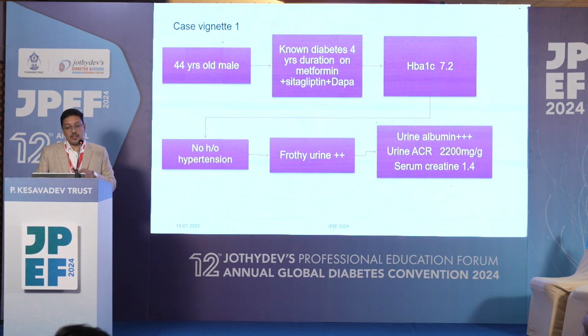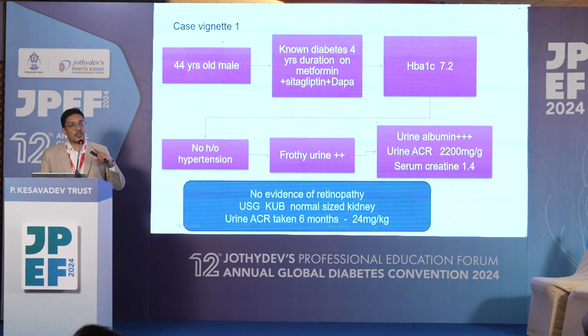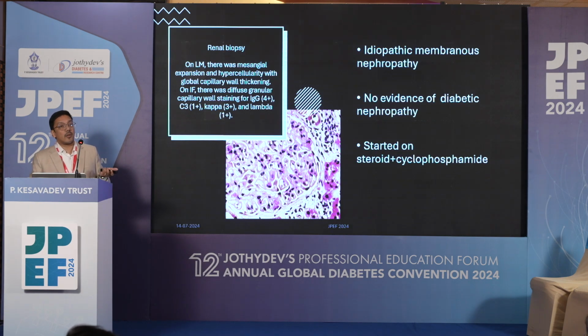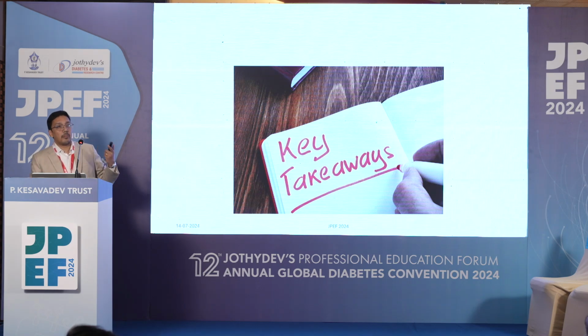So coming back to our case, this 44-year-old male with albuminuria, and the urine ACR is very high, and a short duration of diabetes. We looked at the fundus, there was no evidence of retinopathy. Ultrasound KUB showed normal size kidneys, and we had checked the urine albumin creatinine ratio 6 months back. It was only 24. So this is a very short span. Renal biopsy showed idiopathic membranous nephropathy and no evidence of diabetic nephropathy. So he was started on steroids and immunosuppressives. The prognosis of this kind of non-diabetic kidney disease is very good.